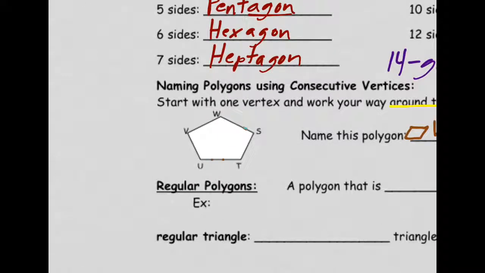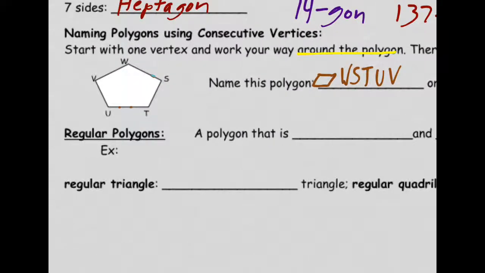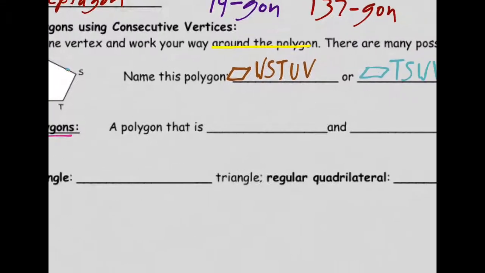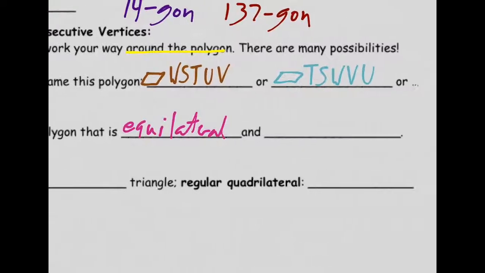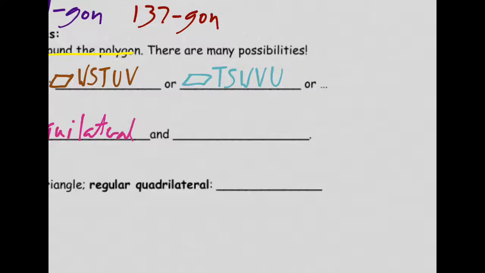Let's continue on. Now we're talking about regular polygons here. Regular polygon. Guys, make sure you understand what this word means. Regular means it's a polygon that is equilateral, and also equiangular.